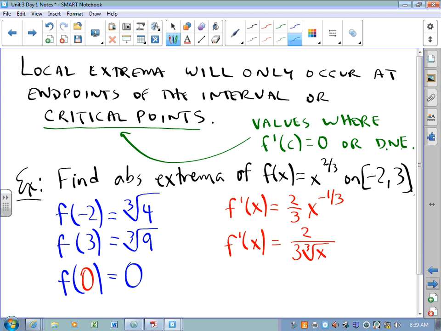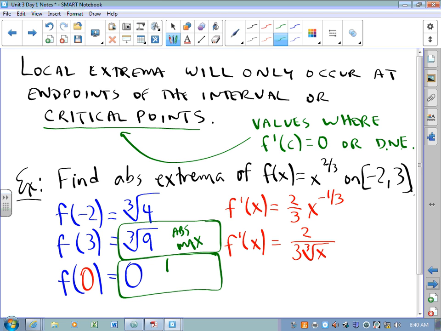So once we have the endpoints and any critical points, we can make a determination. The biggest of those three y values is this one. And so we say that the absolute maximum value is cube root of 9, and it occurs at x equals 3. And similarly, we say that the absolute minimum value of the function on that interval is 0, and it occurs when x equals 0. The y values are the maximum values or the minimum values. The locations where they occur are x values. And there is how to find extrema on a closed interval.